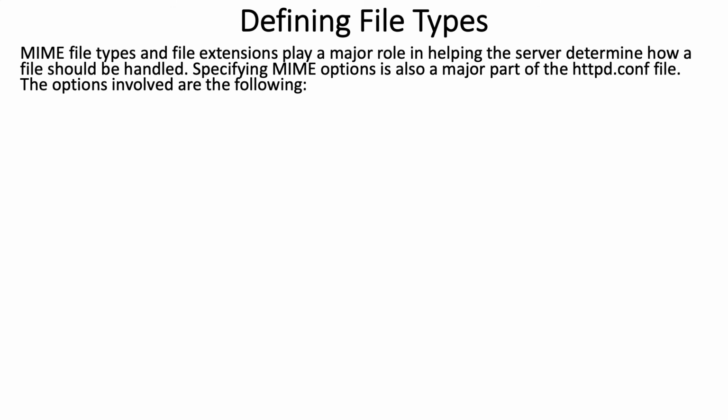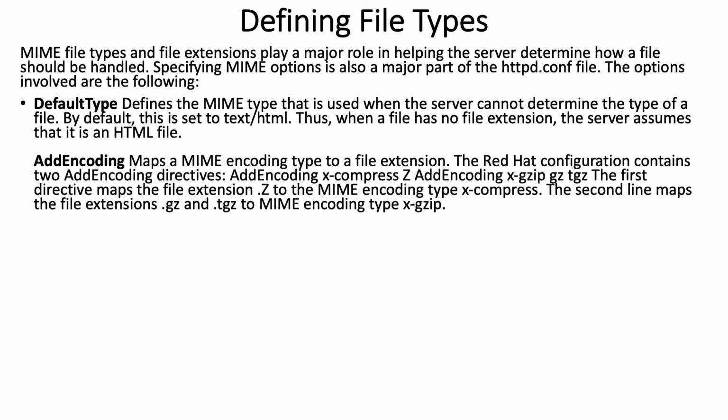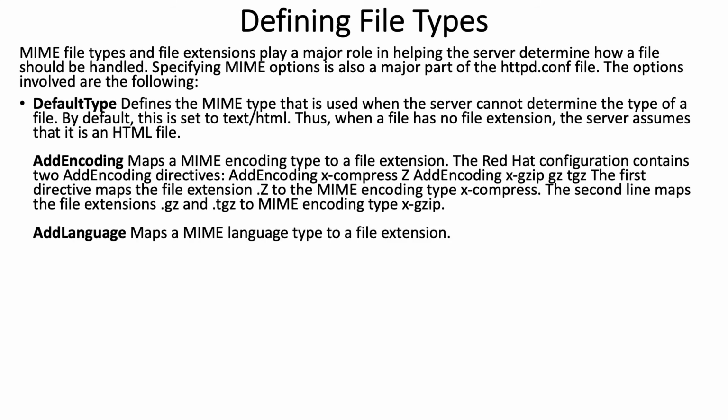The MIME type files, you're deciding and defining what programs should be used to define different file types. You've got a default type so that if it can't figure out what to do, how should it react? You can add encoding maps so that you can say that if it has a file extension, do this. And I'm going to read all this to you because it's Red Hat, but again, I just want you to know what's available to you.